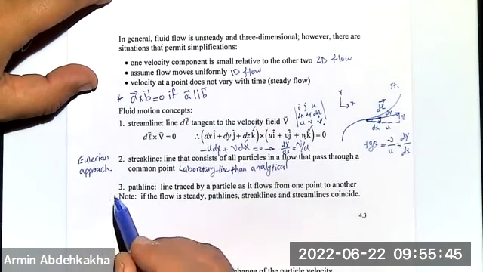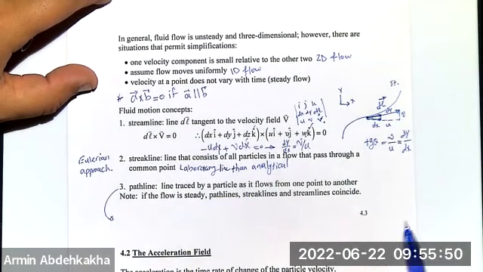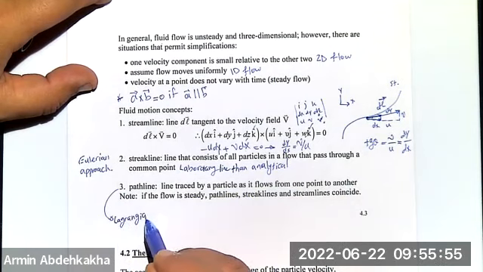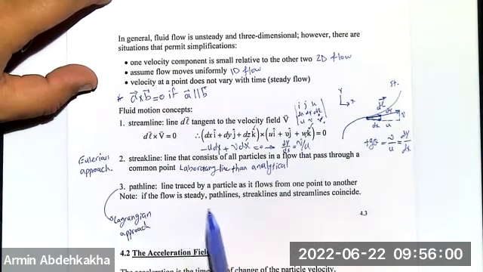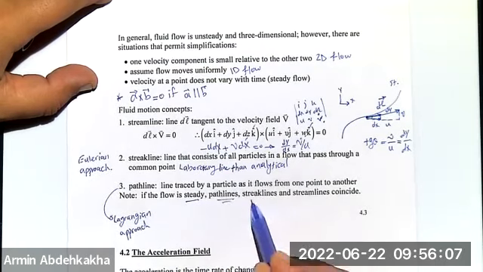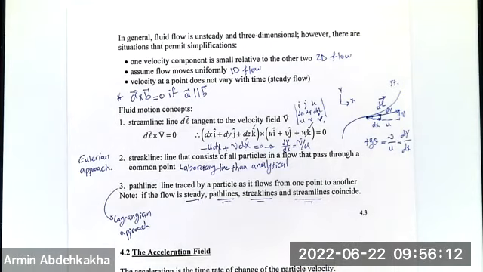Then the path line is what? The line traced by a particle. It's obvious. The line traced by the particle is the Lagrangian approach. If the flow is steady, steadiness means that the path line, streak line, and streamlines are all merged and could be at the same point. They are the same equation. So if you find the streamline, then you have the path line also, and the streak line.